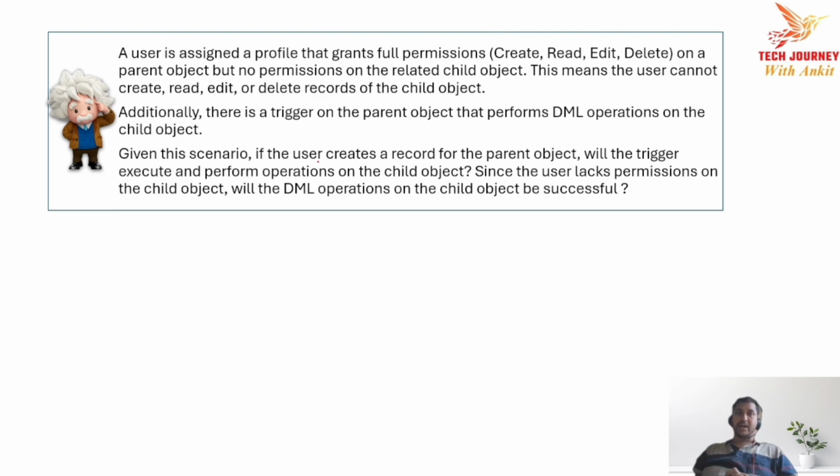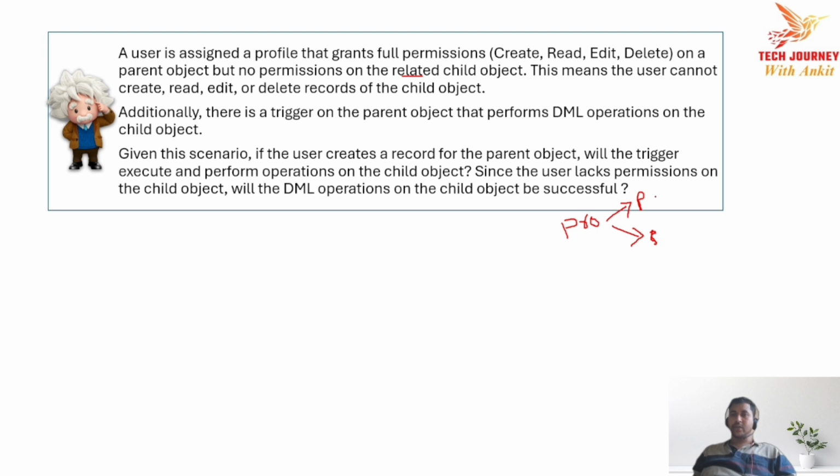Now the next question. A user is assigned a profile that grants full permission on a parent object, but no permissions on the related child object. So there is one profile, and there are two objects: one is the parent object and one is the child object. Try to understand this scenario because this is a very frequently asked question.